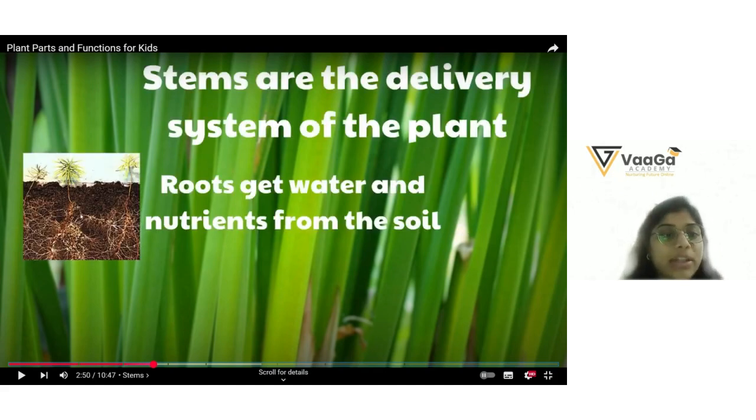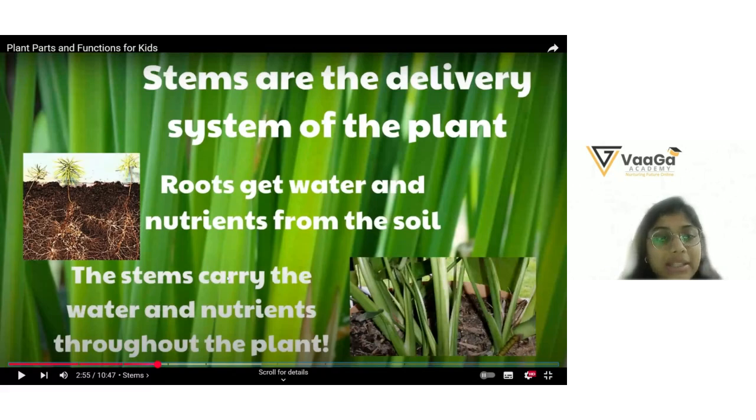See, roots get water and the nutrients from the soil. And next, the stems carry that water and the nutrients throughout the plant. So that is step by step. Because roots are underground, they get water and nutrients from the soil. Now stems are above ground, holding the plant up. Stems hold the plant with the roots, with the soil, with the ground, but the stems hold the plant up above the ground. Fine. Roots hold the plant underground and stems hold the plant above the ground.